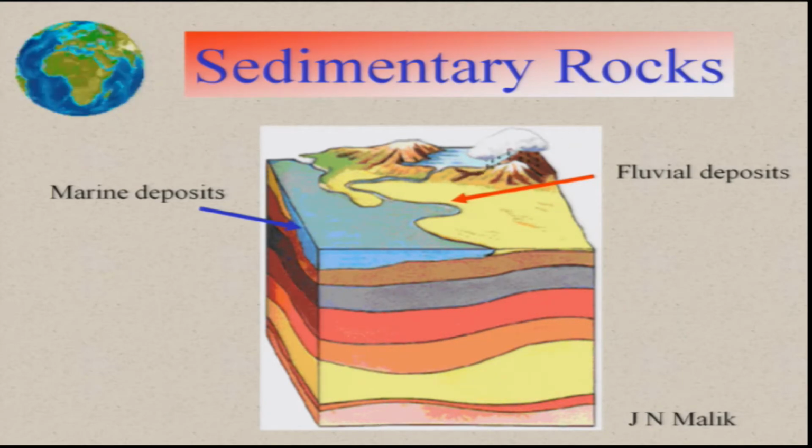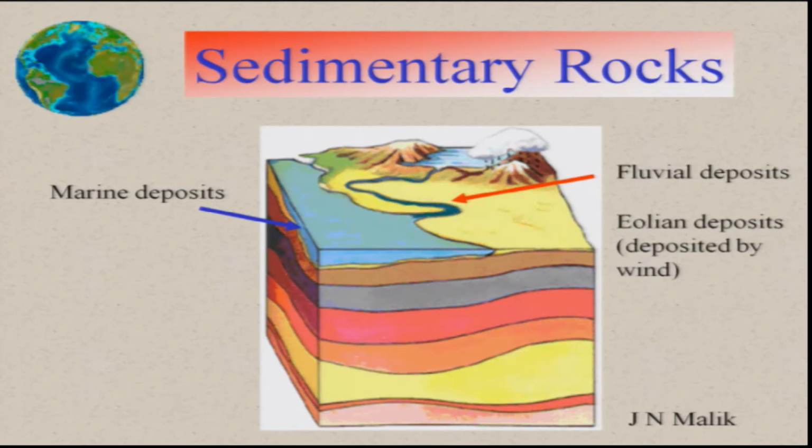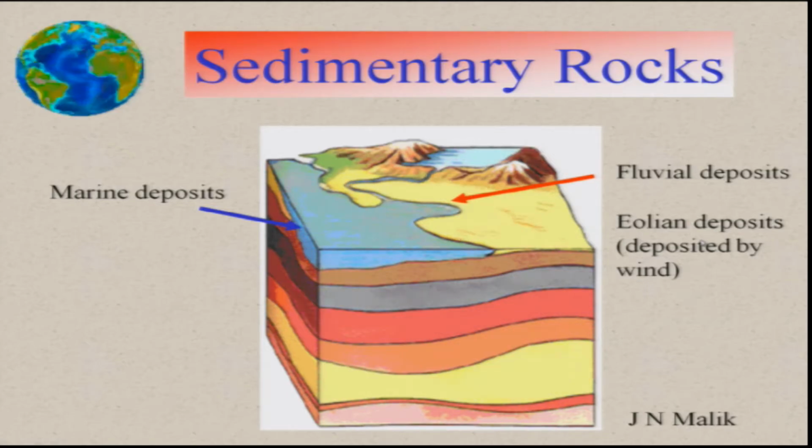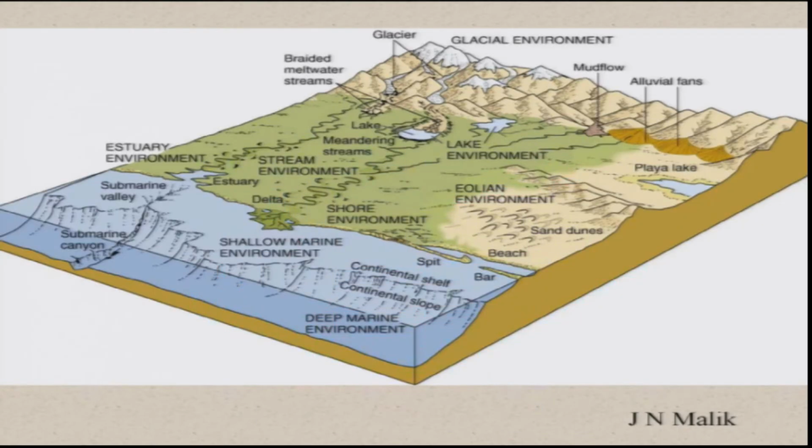So, let us move ahead and see what we are having. Of course, we are also having the aeolian deposits, and then we can talk about the glacial deposits also. If you look at the different environments where you will find sedimentary rocks, one is the glacial environment. Then here you will have different types of environments which are on the land.